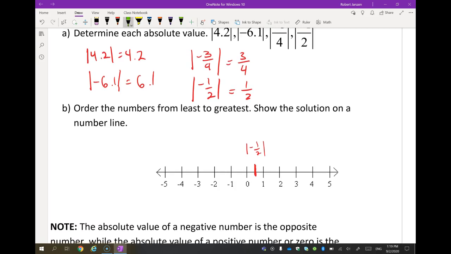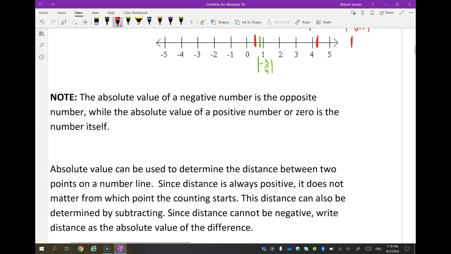I think 3/4. So let's put 3/4 right here. The absolute value of negative 3/4 would go there. The next one would be, I guess, 4.2. And then the last one would be somewhere over here. This is the absolute value of negative 6.1. Okay, so that's kind of a little introduction to absolute value.